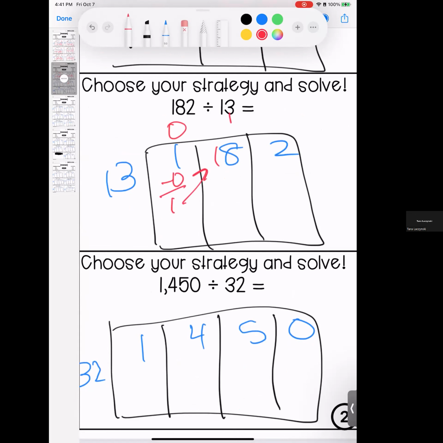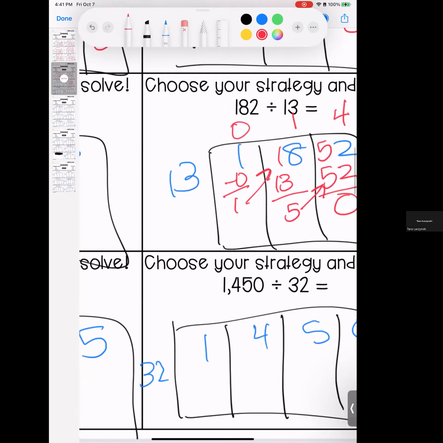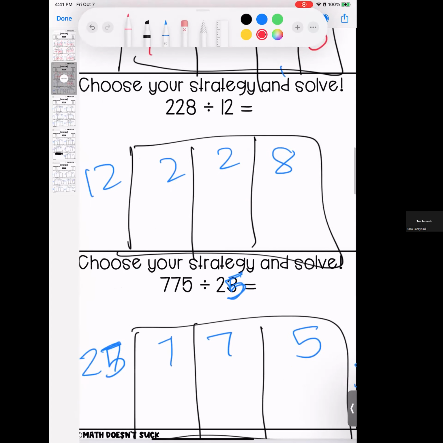13 goes into 18 one time. When we subtract, we get 5. Bring it next door. It's actually going to go in evenly 4 times. 4 times 13 is 52. My answer for this one is 14, no remainder. We know what to do.